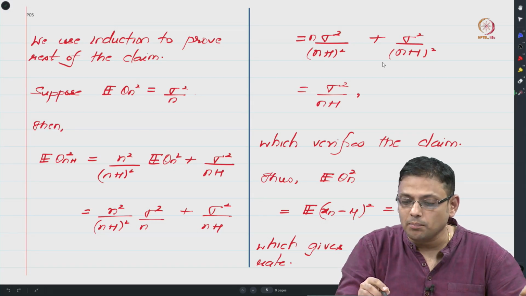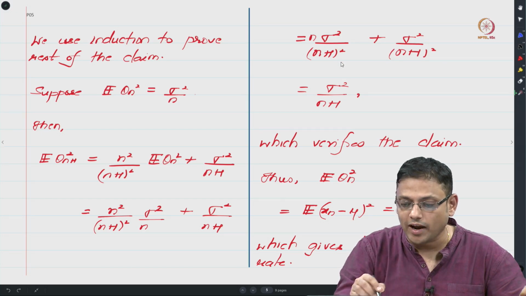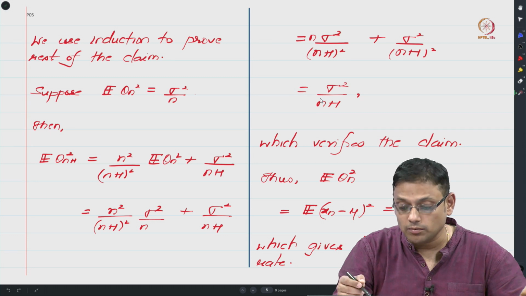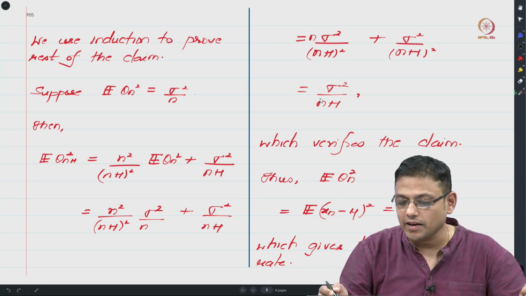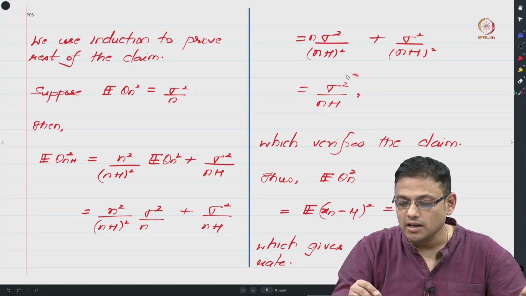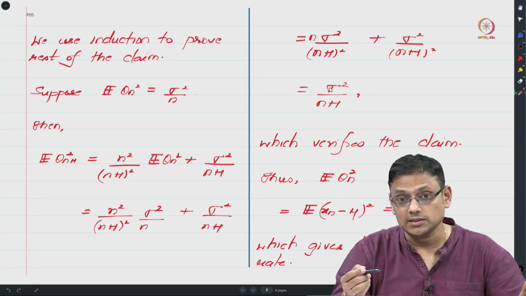So if you add them up, this n and this quantity over here will give us n plus 1, which will cancel off with one of the factors in the denominator, leaving us with sigma square over n plus 1, right. This indeed verifies the claim, because the claim was that expected theta n plus 1 square is sigma square over n plus 1, right.